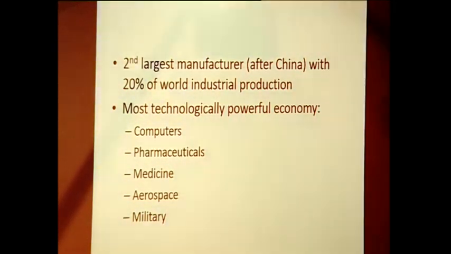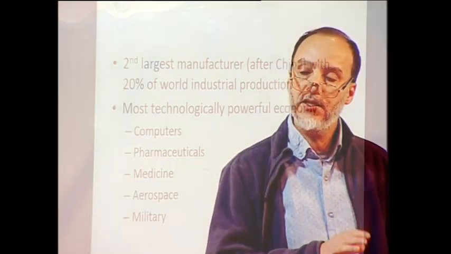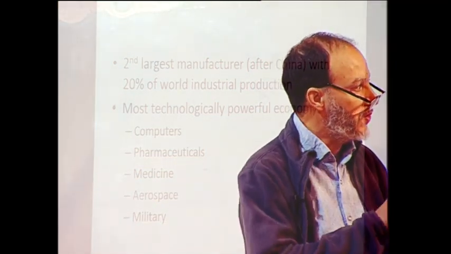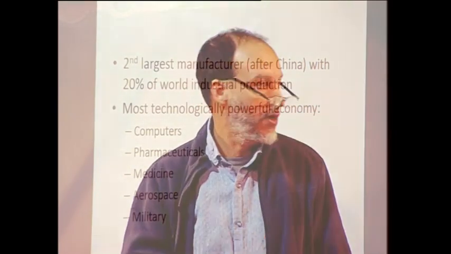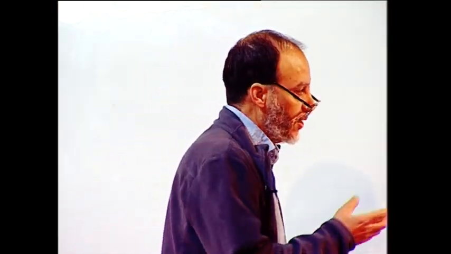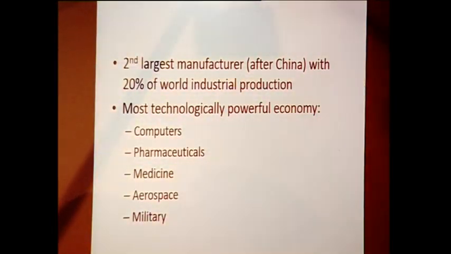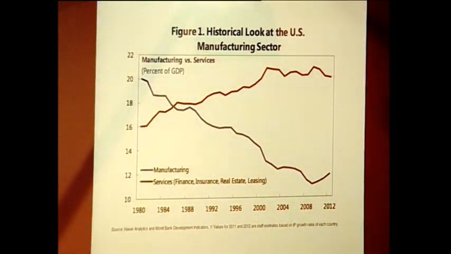Now, China is the first manufacturer now, with 20% of world industrial production. Now, the United States produces 1/5 of the world industrial production. Most technologically powerful economy in the world. Although it's not the largest manufacturer, it still has the edge on technology. Computers, pharmaceuticals, medicine, aerospace, and the military. Now, the United States has the edge in these sectors.